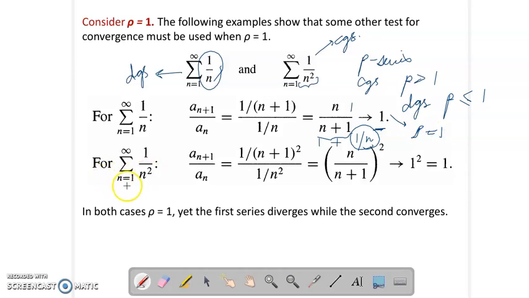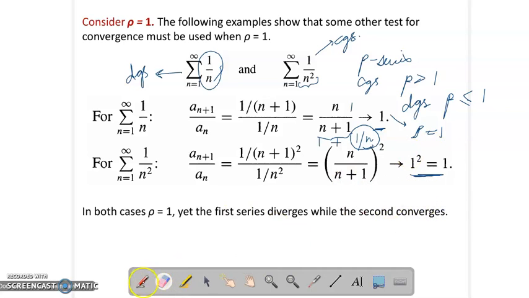For this series, summation n going from 1 to infinity of 1 upon n squared, check the ratio of two consecutive terms. a_(n+1) by a_n is equal to 1 upon (n+1) whole squared over 1 by n squared, which turns out to be n upon (n+1) whole squared. So this is also tending to 1 as n tends to infinity.